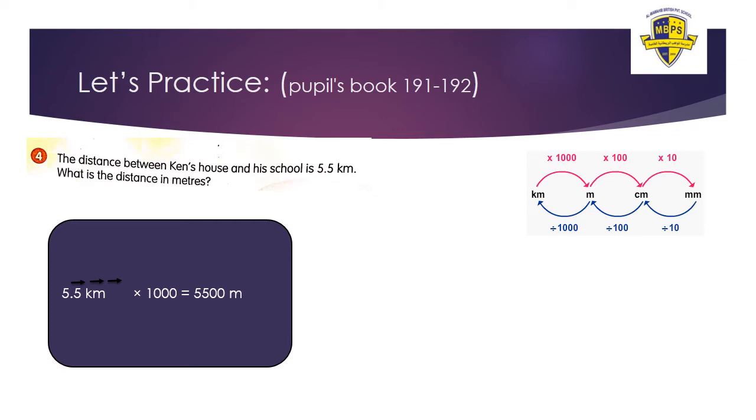So we need to shift the decimal point 3 digits to the right. 1 digit after the 5. Then for the other 2 digits we don't have numbers, so we put zeros. So this is 5500 meters.